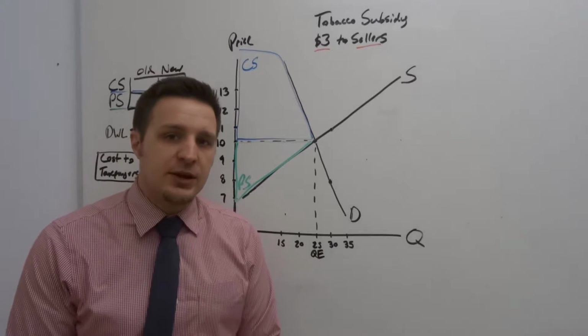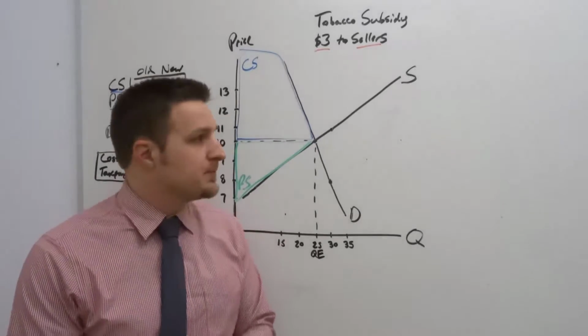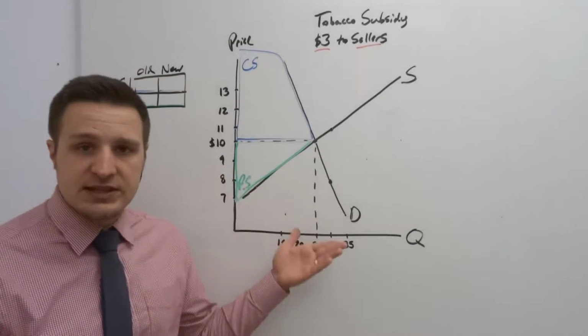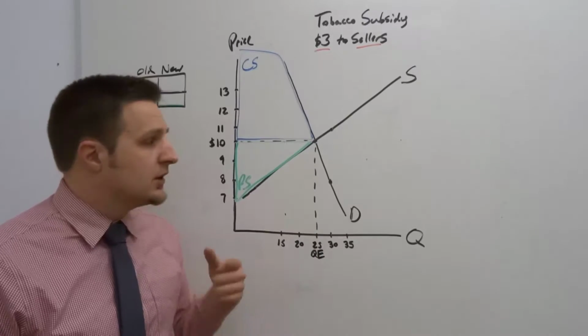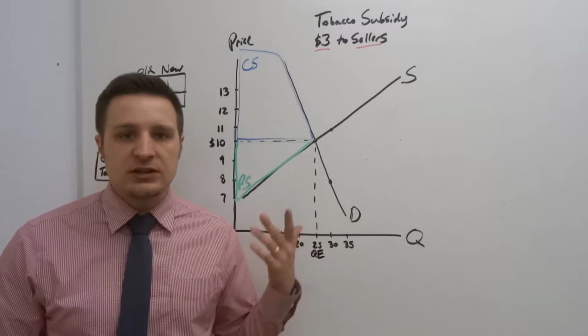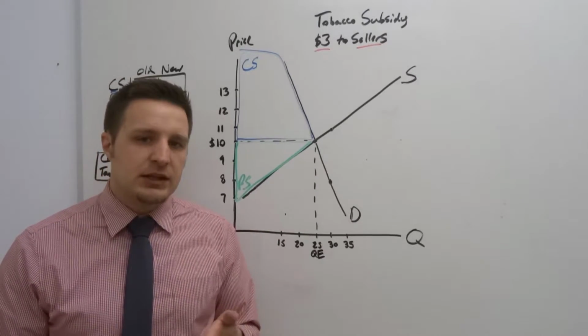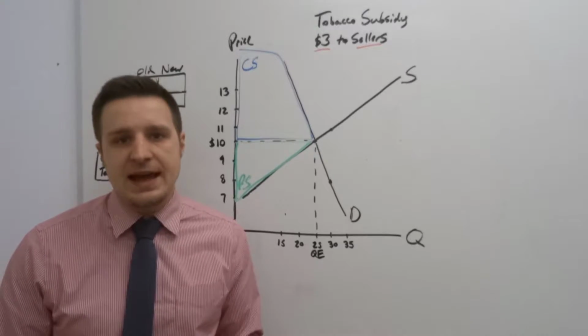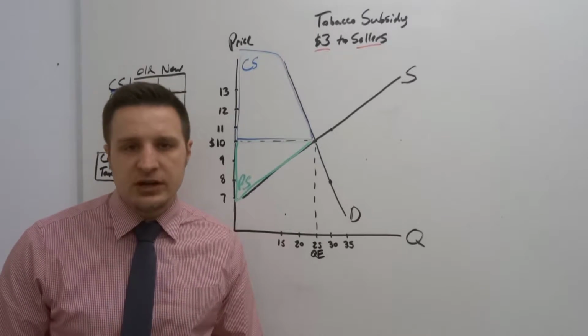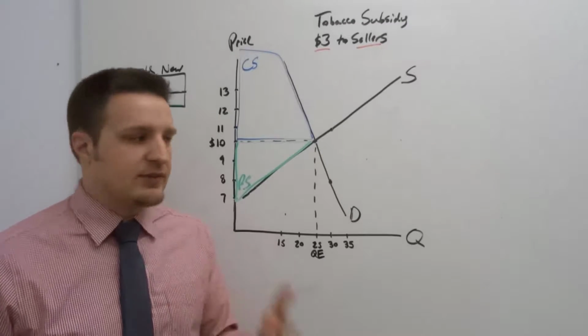Hello everyone. Today I'm going to talk to you about a subsidy. In this case we are going to be subsidizing the sellers rather than the buyers. Simply put, a subsidy is a payment given to a buyer or a seller. You might think of it as the opposite end of a tax. With a tax, the government takes away money. With a subsidy, they're giving you money.